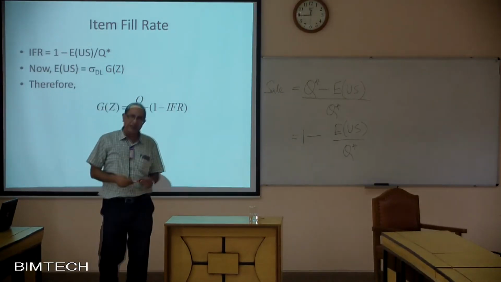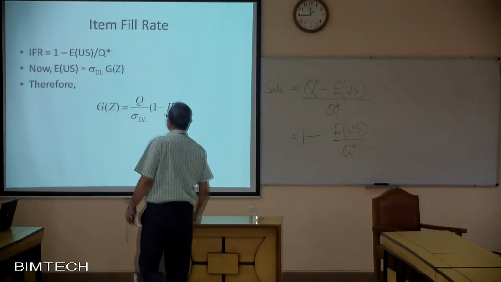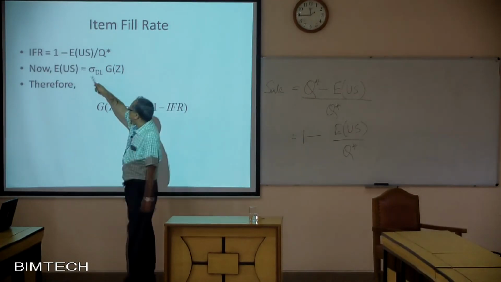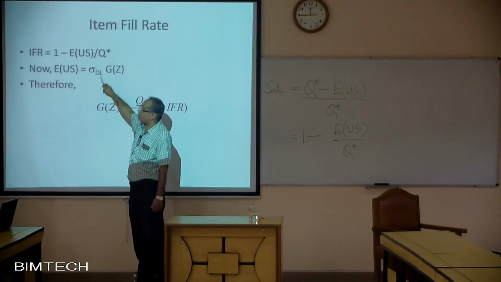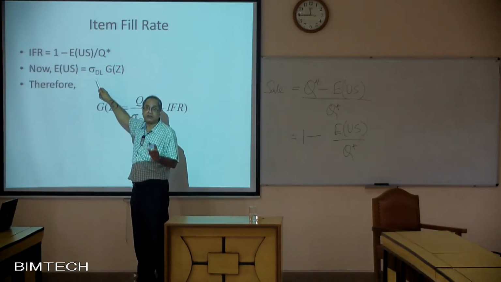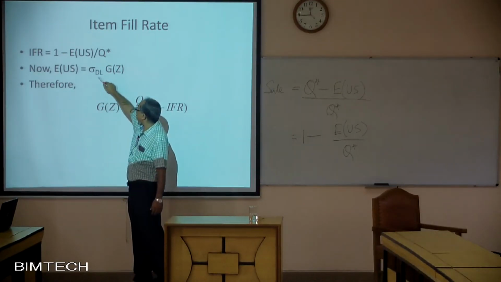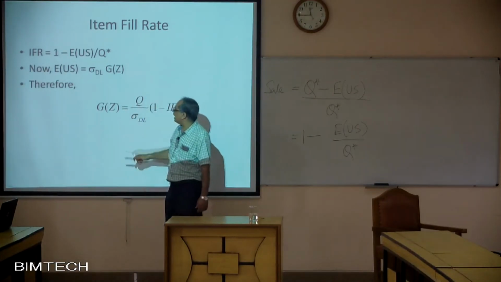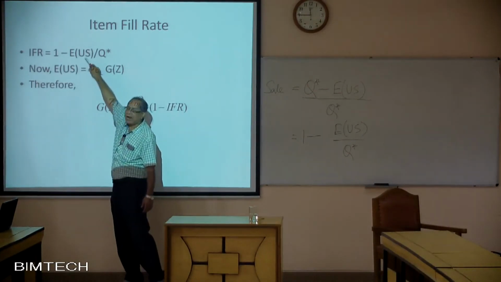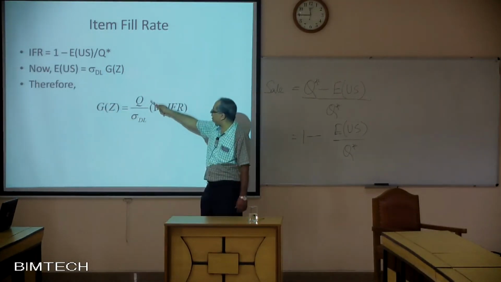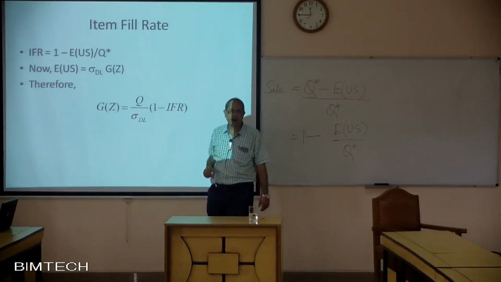Now the question is, what is expected units short? How do we find it out? From the single period inventory discussion, we know that expected units short is sigma times the loss function, and this is sigma DL, by the way. Be very careful, we are talking of sigma during lead time, not sigma per period. So sigma DL into G(Z). If I put sigma DL into G(Z) here and rearrange, we get G(Z) equal to Q star upon sigma DL times (1 minus IFR).